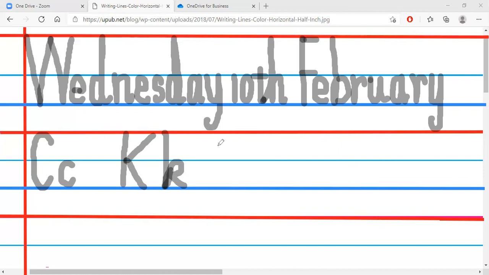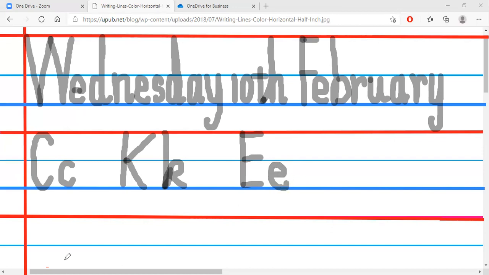Let's make a capital E. Red line, one stroke down, across, across, and across. That's capital E. Let's make the common E. Across and halfway around.